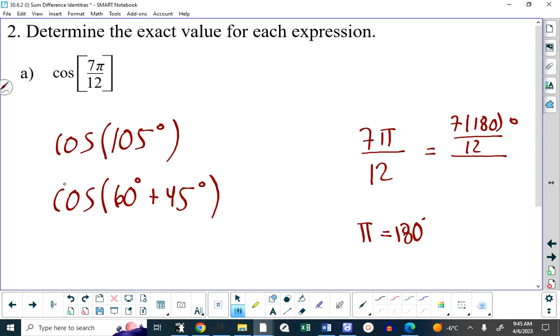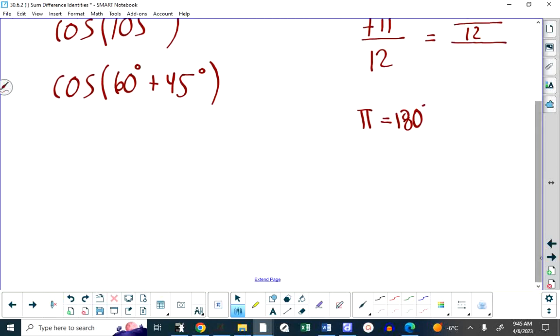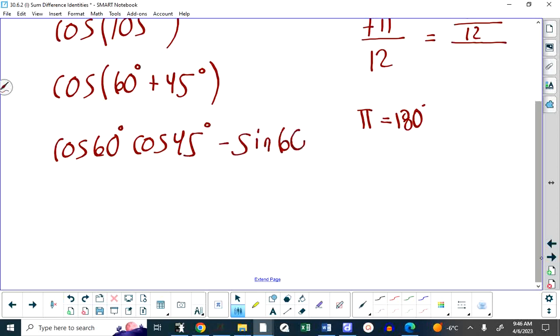Well, don't forget, you can't just take the cos of 60 plus the cos of 45. Trig doesn't work that way. But we do have an identity for cosine of a sum. This is the cosine of 60 times the cosine of 45 minus the sine of 60 times the sine of 45.